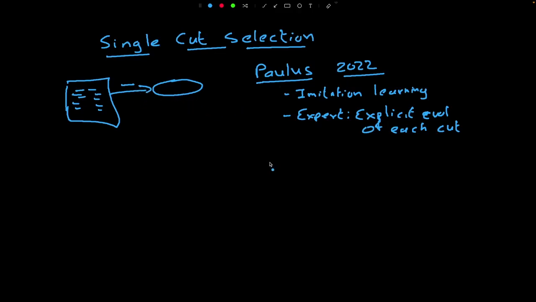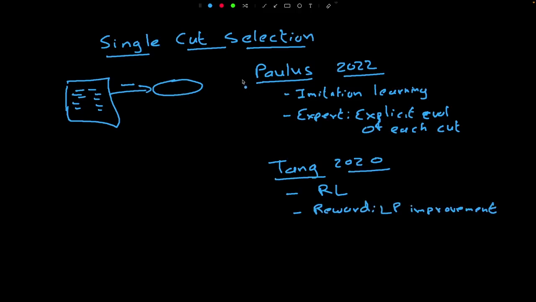So there was another work by Tang and others in 2020, and this was a reinforcement learning based approach. So again, here the reward is the same. It's basically like once I have selected my cut, I will add it and I will measure what is the improvement, and that improvement is the reward. So Paulus and others also compared their work to Tang's approach, and they say that theirs is better. But in that paper, they also used a comparison metric which was kind of favoring this kind of greedy cut selection rule.